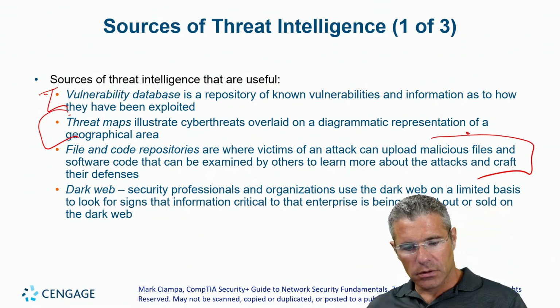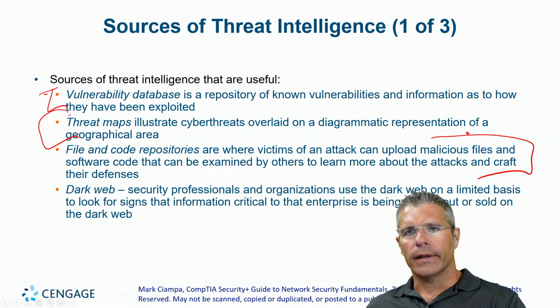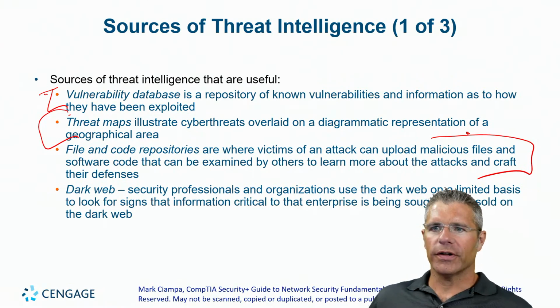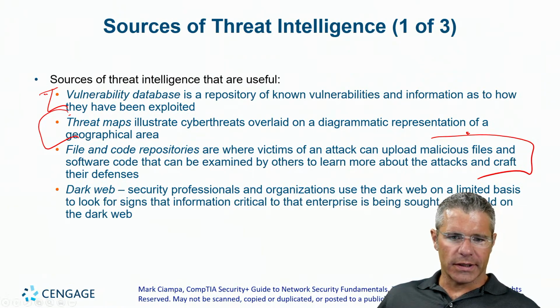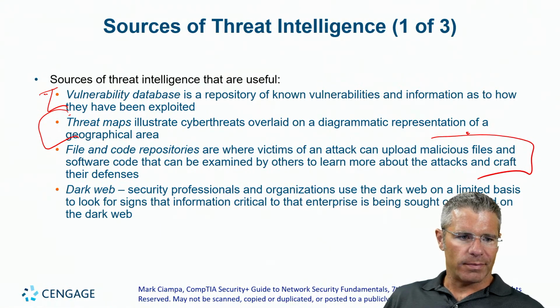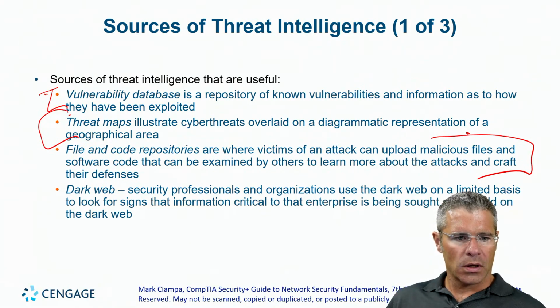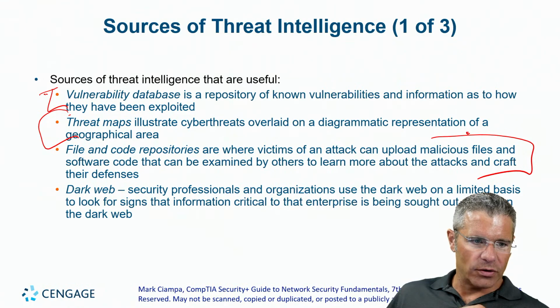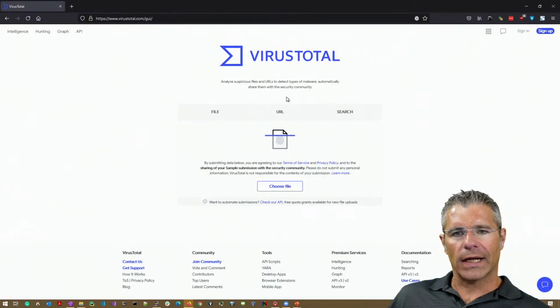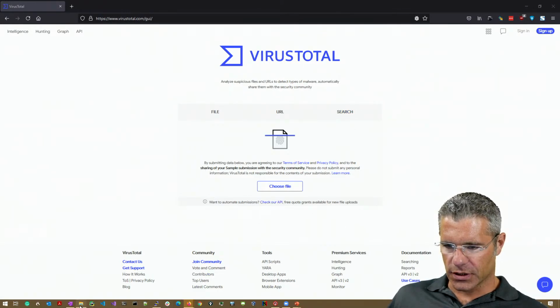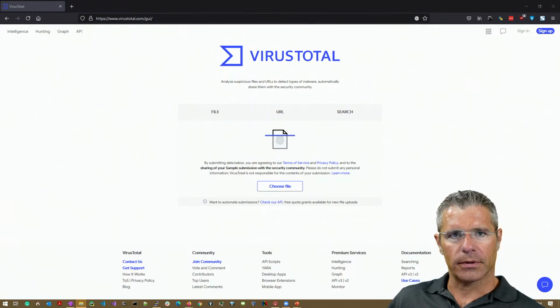File and code repos out there, repositories, if you will, that include all of the info about places that people have uploaded stuff. I am thinking mostly of VirusTotal would be the big one, although not the only one. But VirusTotal allows a user to go in and upload a file that could potentially contain malicious code. I wonder if I have any malicious code I can upload to VirusTotal.